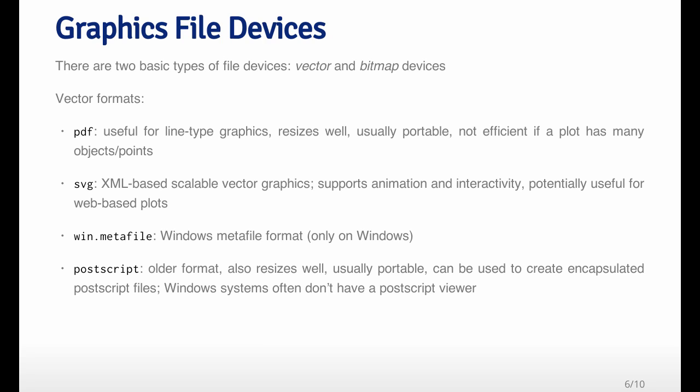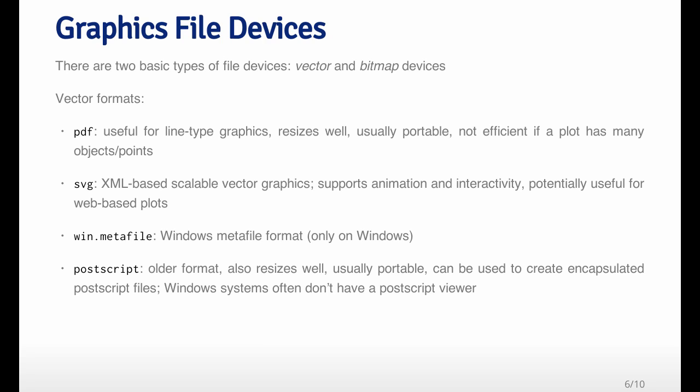So if you have to take the image and make it bigger or smaller, it won't get distorted, and the quality of the graphic won't suffer. For example, the PDF format is very portable. You can use it on almost any platform that's out there right now, and so it's a good general purpose vector format.